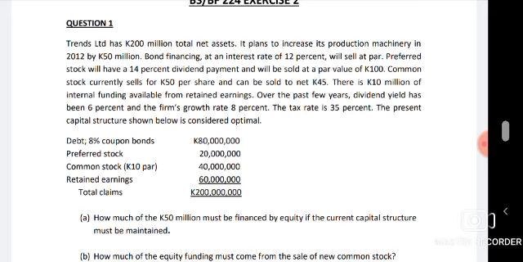Then you divide by the price of preferred stock, which they've just said is selling at par, so the price is equally 100 as well. So it's 14 over 100, which gives you 0.14.